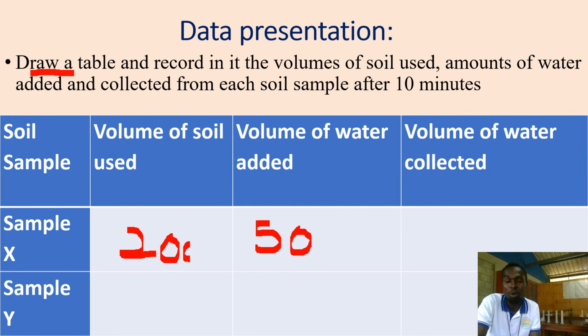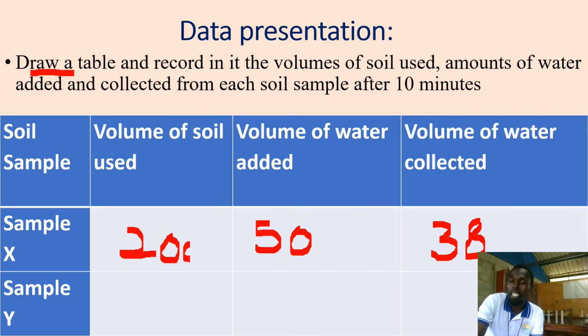Now, what is the volume of water collected? After 4 minutes, you're going to realize that it is 38 milliliters collected there. Now, what therefore is the volume of water that was retained? It is simple mathematics. 50 minus 38. And you give the answer.